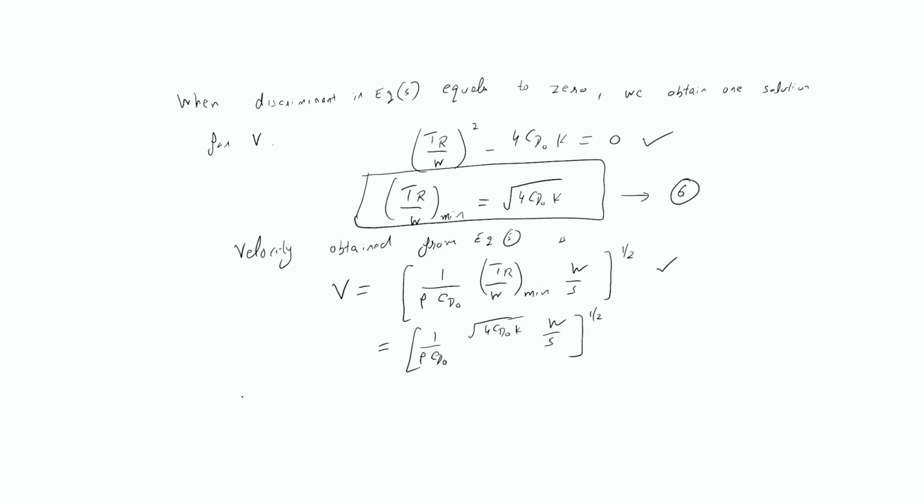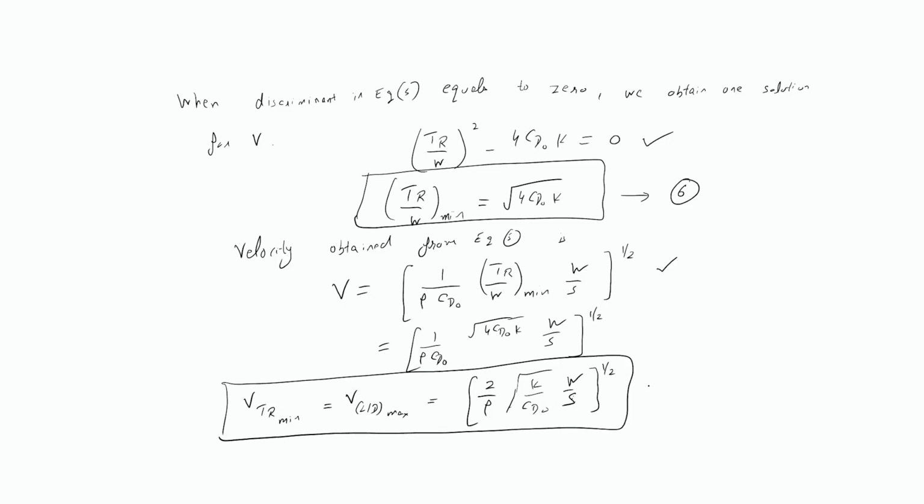Now we can write velocity at which thrust required is minimum, or velocity at which L by D is maximum, can be written as 2 upon rho square root of K upon CD naught, or W by S. So this is equation number 7, and if you notice this equation number 7, this is the same equation that we have earlier obtained.